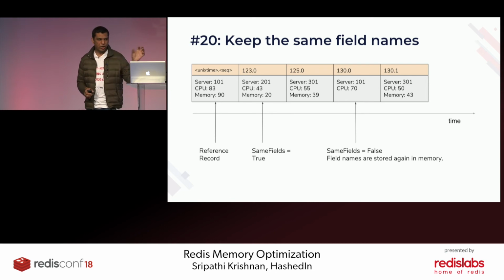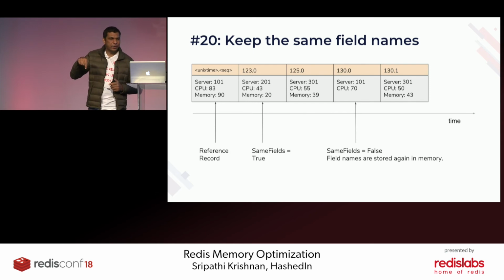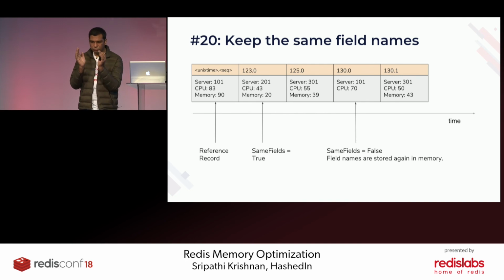It stores that at the first record. The next record, it says that, well, I'm seeing the same fields as my primary record or my reference record. So it says same fields equal to true. It just takes 1 bit, puts in a flag and says, well, I'm seeing the same fields. I don't need to save the field's name again.